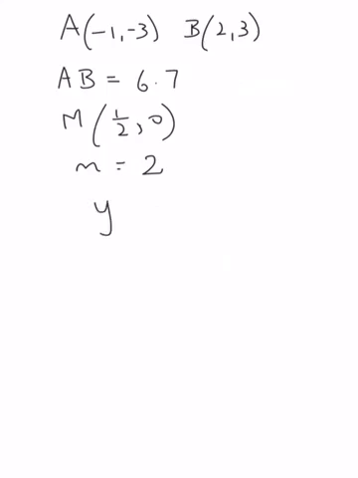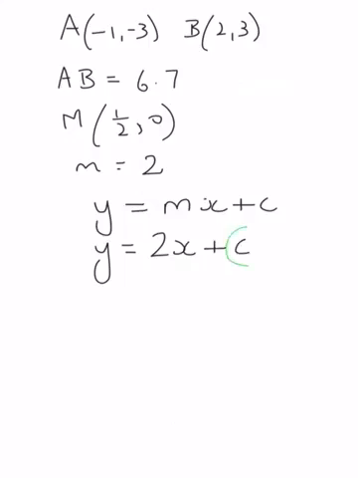The equation of a straight line has the basic form y equals mx plus c, where m is the gradient and c is the y-intercept. Now, we've just found out the gradient, so we can replace the m with 2. So now I know the equation of my line is y equals 2x plus c, but I have to figure out what c is. The way I can do that is by either putting in the point A or B, because they both lie on the line. So I'm going to put the point B in, remembering that the 2 stands for the x and the 3 stands for the y.